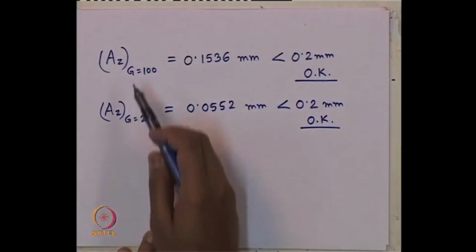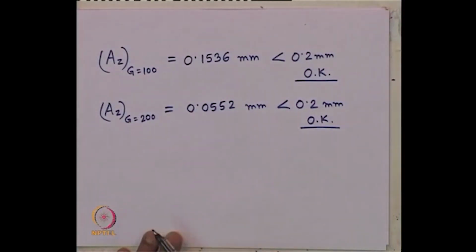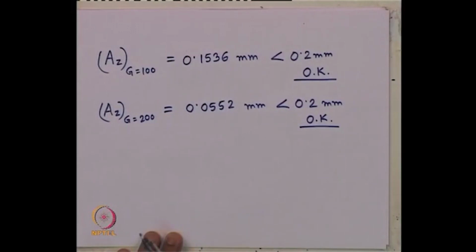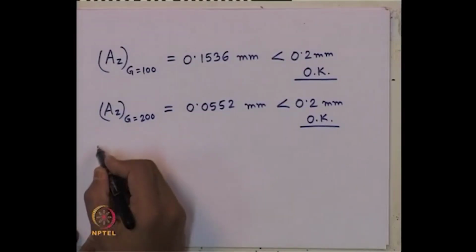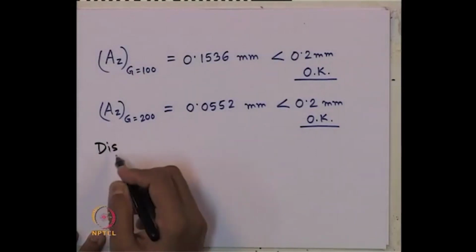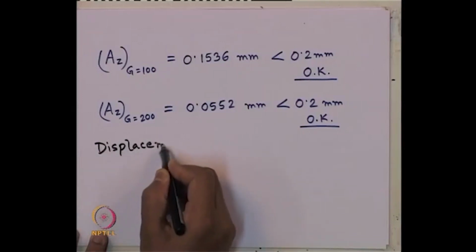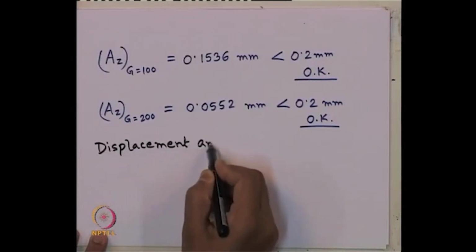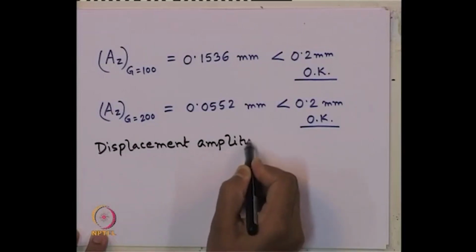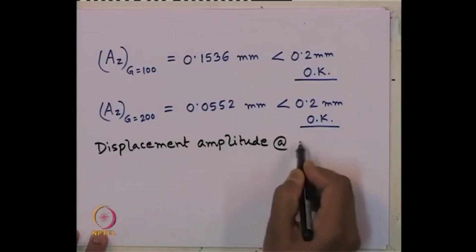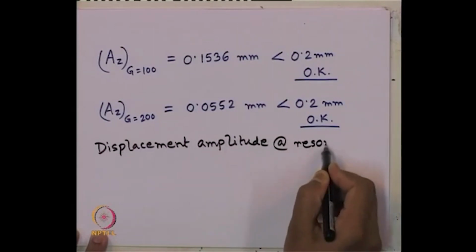Now, these are the displacement amplitudes at operating frequency. What about the other condition? What is asked is the displacement amplitude at resonance condition. So, what are the expressions for displacement at resonance condition? Again, let us refer to our module 2 vibration theory: displacement amplitudes at resonance.